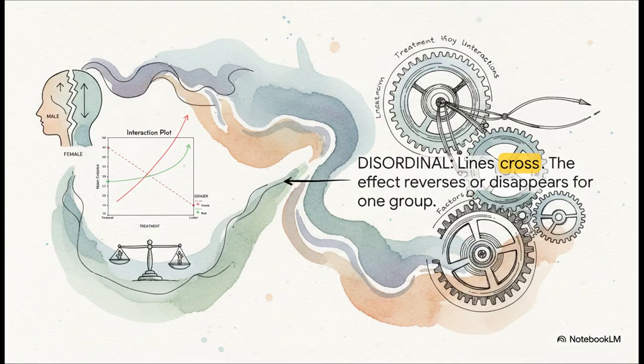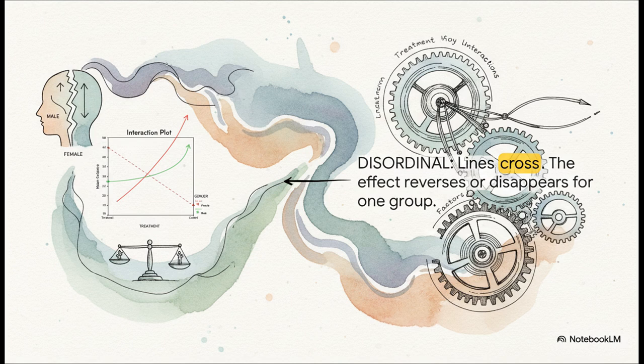And that brings us to the second type, the disordinal interaction. And whoa, look at this. See how the lines actually cross over? This is a huge, massive red flag. It means the treatment might have a positive effect for females, but for males, it's either totally flat or maybe even has a negative effect. The impact doesn't just change in strength, it can completely reverse for another group.